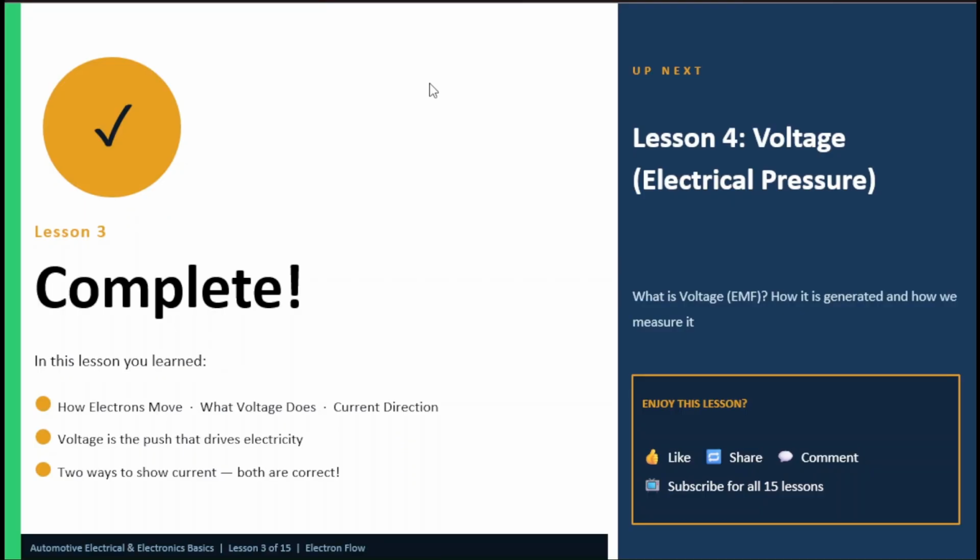In this lesson, we have learned how an electron moves, what voltage does, and what the direction of current is. There are two theories: one is the conventional theory which we follow in automobiles, and another is the actual flow of electrons. That also we have learned. In the next lesson 4, we will be learning more about EMF or voltage, what the pressure is, how it is generated, what the different methods of generating EMF are, and how we measure it.